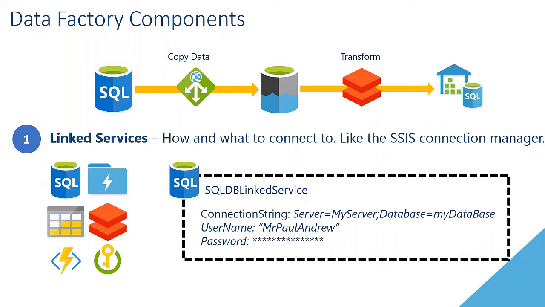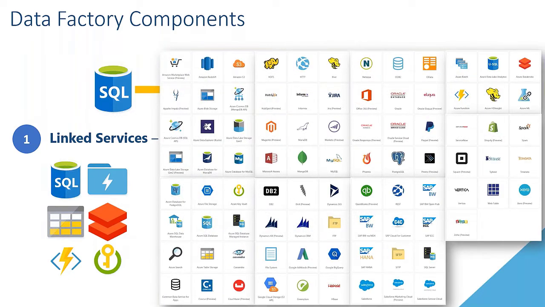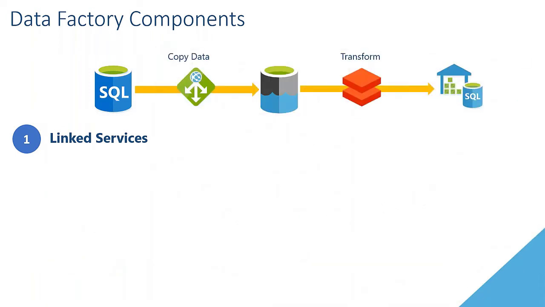And we can say, yes, this is like our SSIS connection manager. And when I took this screenshot, I think there's about 88 or so linked services Data Factory supported. I think we're pushing over 100 now. So as a tool, it really can connect to anything, and it'll give us those linked services to do that. So that's component number one.